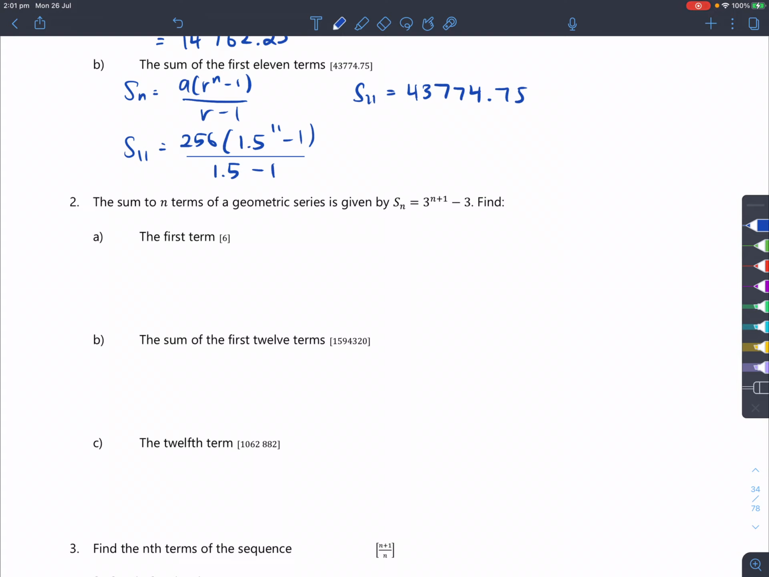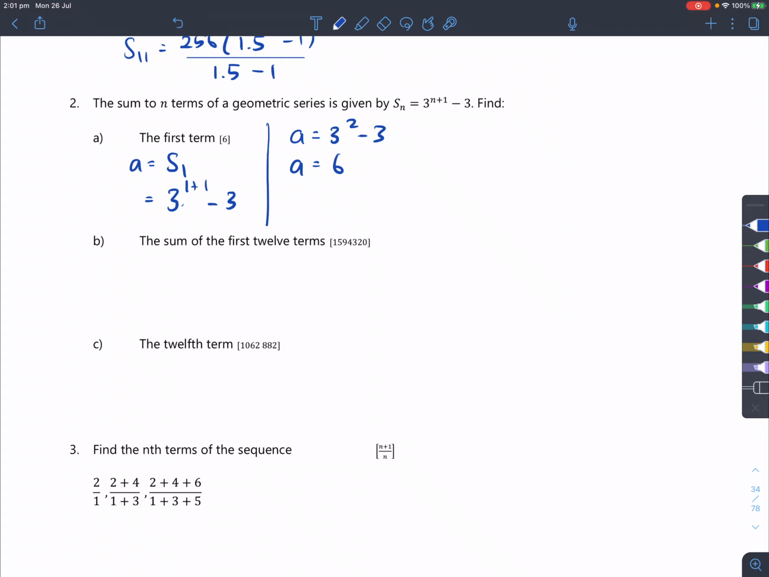Okay. Question 2. The sum to n terms of a geometric series is given by Sn being 3 to the power of n plus 1, minus 3. So that's the sum formula for n terms. We need to find the first term. The first term is given by the sum of one term. So if we put in n as 1, we get 3 to the power of 1 plus 1, minus 3. That is equal to 3 squared minus 3, which is the number 6. So the first term is 6.